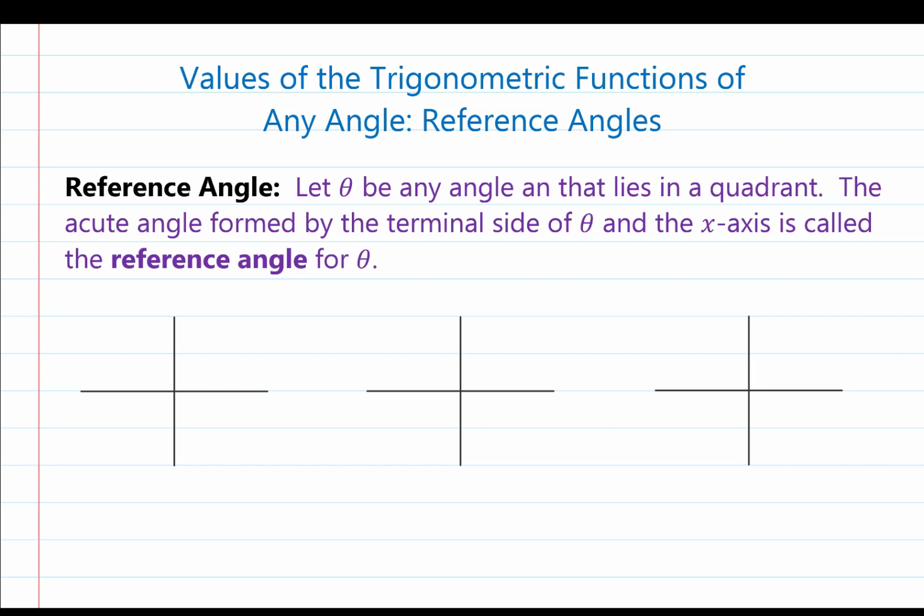Welcome back, mathematicians. In this video, we are going to look at reference angles. We're going to let theta be any angle that lies in a quadrant. The acute angle formed by the terminal side of theta and the x-axis is called the reference angle for theta. Because these terminal sides lie in a quadrant, we're not looking at terminal sides lying on an axis, so no quadrantal angles.